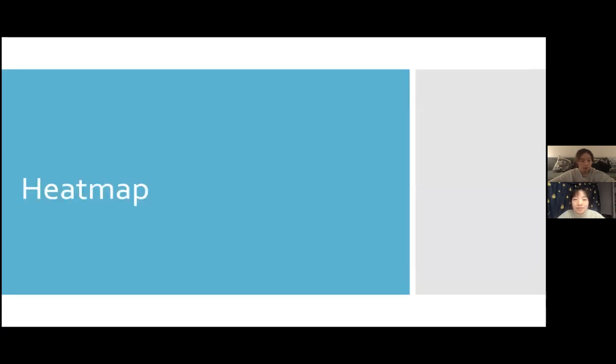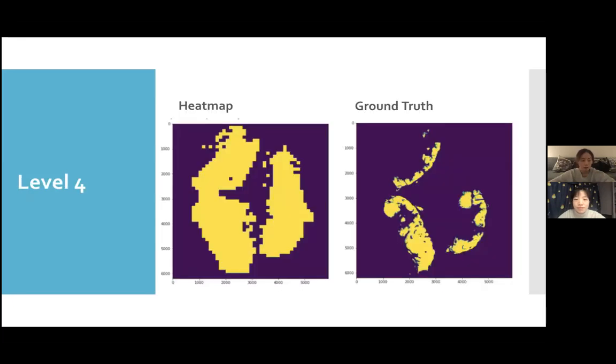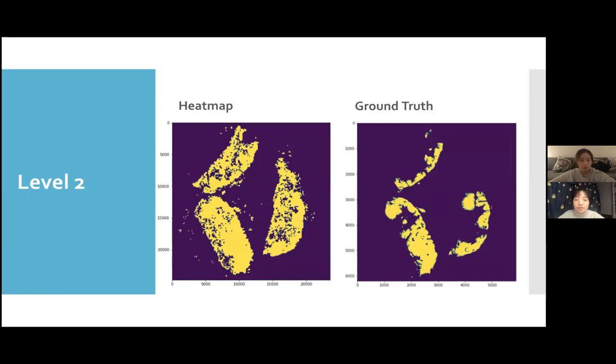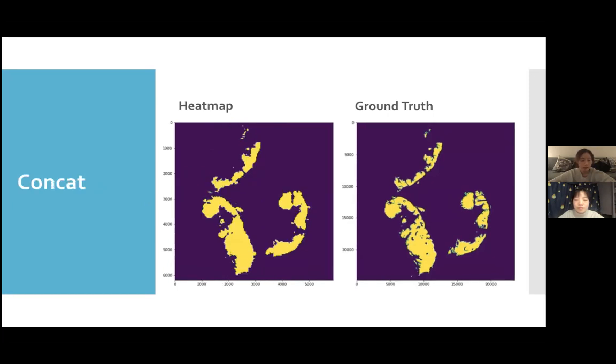So lastly, I'm going to talk about the generated heat maps of different levels and also the concatenation one. Let's look at level 4, and we see the resolution of the heat map is kind of low compared to the ground truth. Now we move to level 3. Compared to level 4, we can clearly observe that the resolution gets higher, but it's still kind of low compared to the ground truth. Now let's look into level 2, and we can see the resolution gets higher and higher, and it's closer to the ground truth. And lastly is the concatenation one.